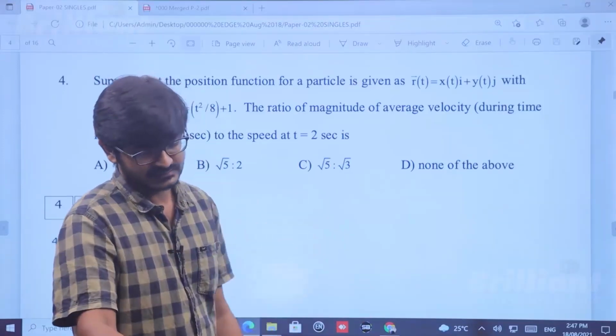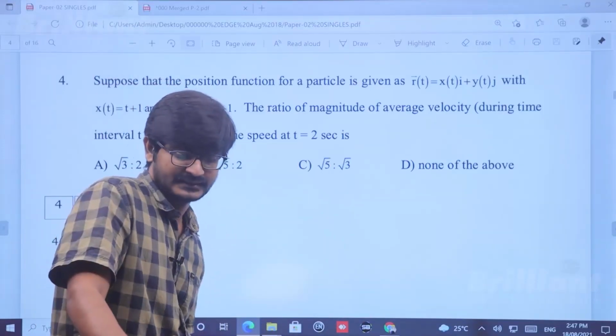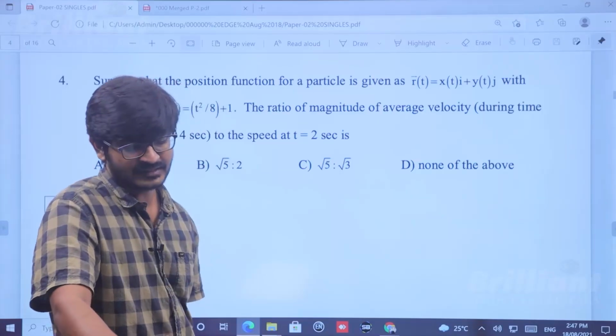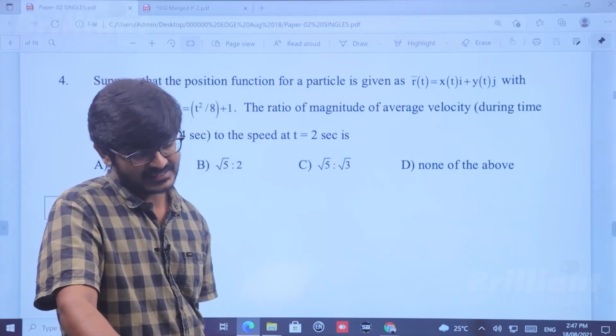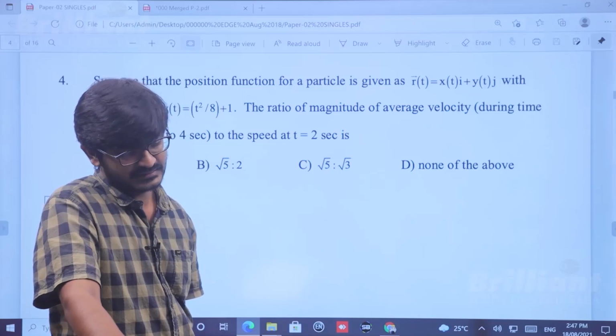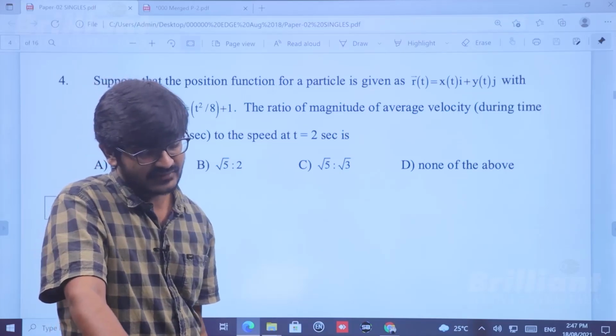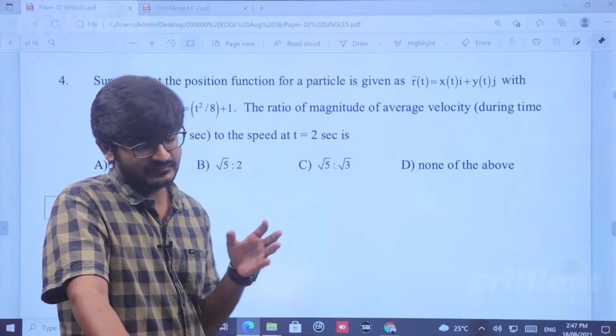The question says, suppose that the position function for a particle is given as r bar equal to x i cap plus y j cap. It is going in 2D, right? The ratio of magnitude of average velocity during time 2 to 4 seconds.